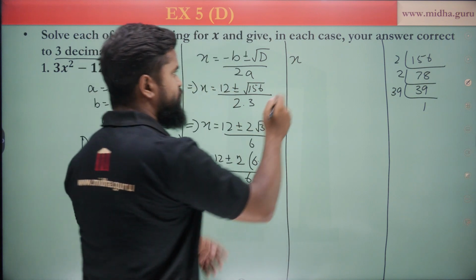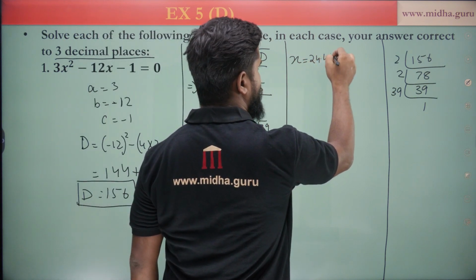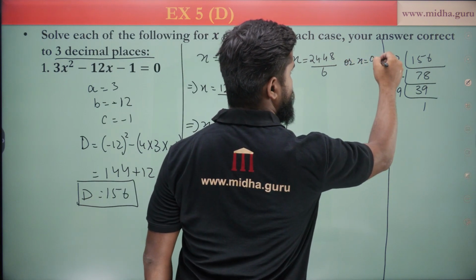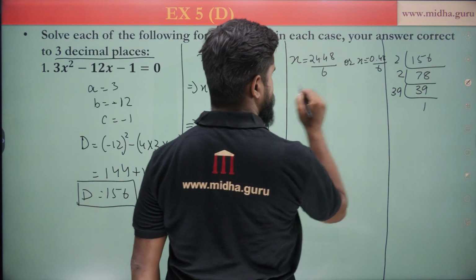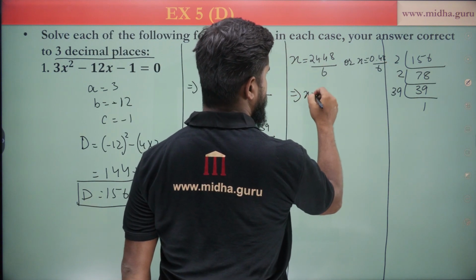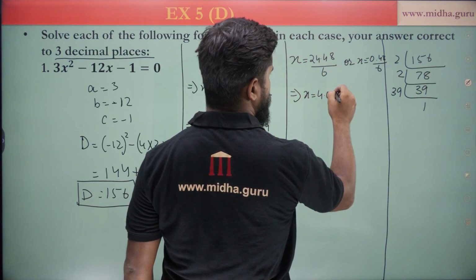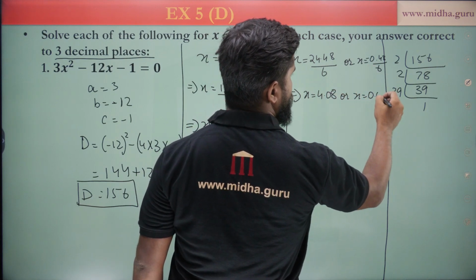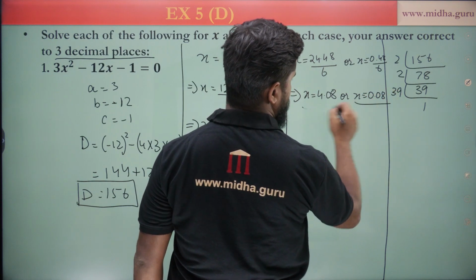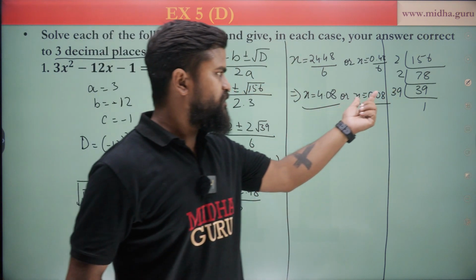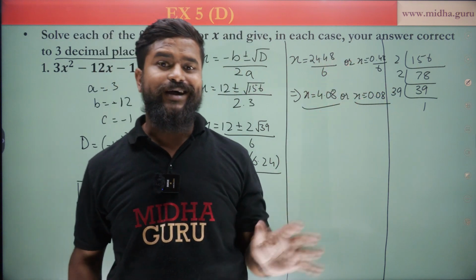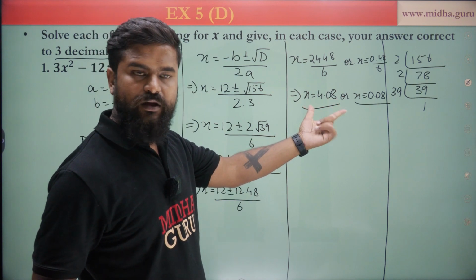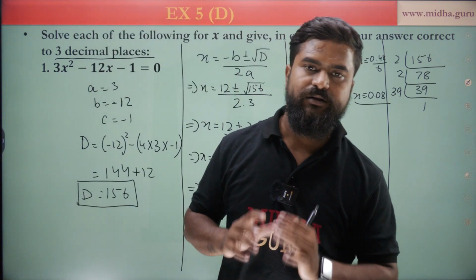So if I add 12 to 12.48, I get 24.48 by 6, and with a minus, I get minus 0.48 by 6. So here x is equal to 4.08, or x is equal to minus 0.08. Since it said correct to 3 decimal figures, however, the answer only came up till 2. So this is how we will calculate the solutions.